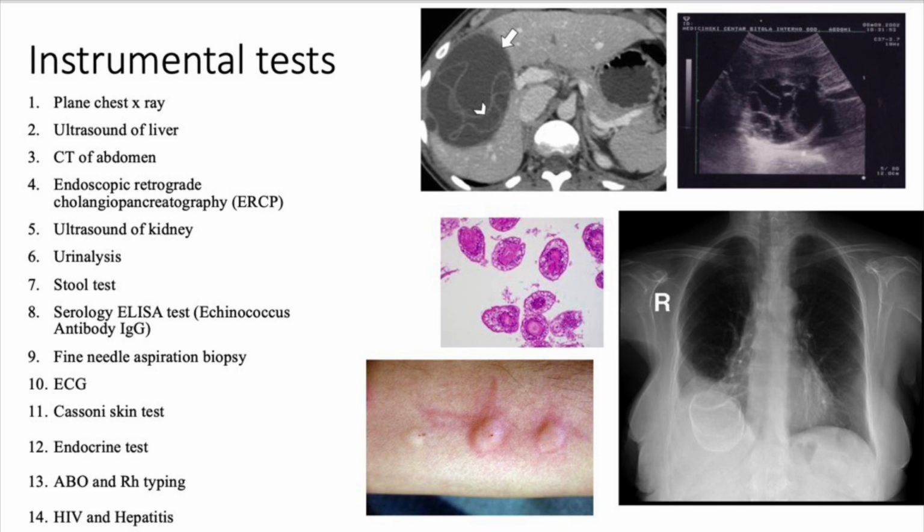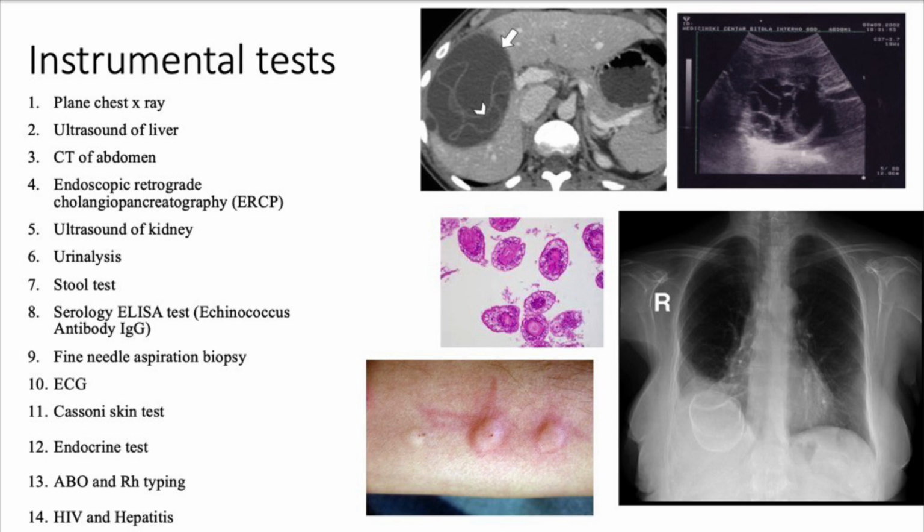For the serology ELISA test for echinococcus antibody IgG, there is a positive result for echinococcus granulosus. For fine needle aspiration biopsy of the liver cyst, there are echinococcus eggs in the microbiological test. For ECG, everything is normal. For the Casoni skin test, it's positive. For the endocrine test, there are no abnormalities or changes in the hormones.